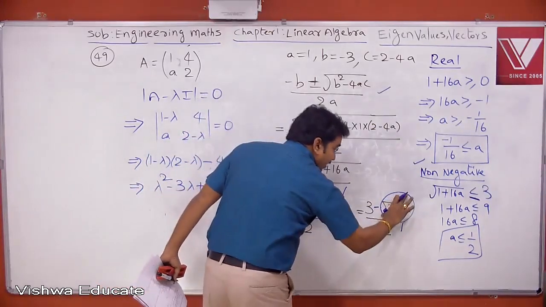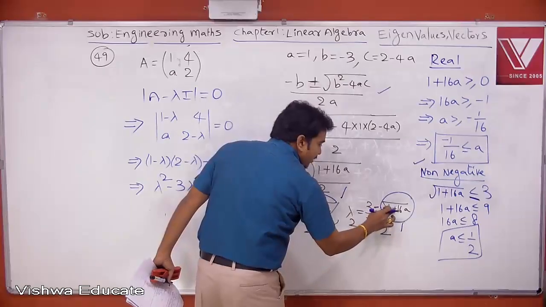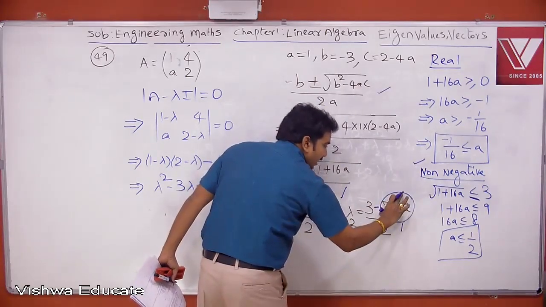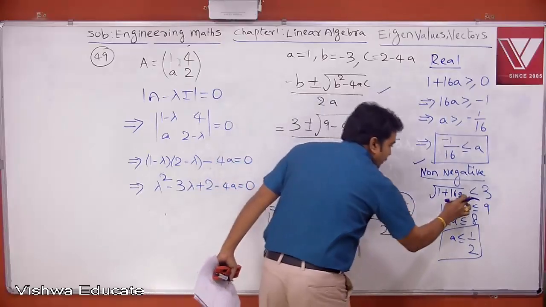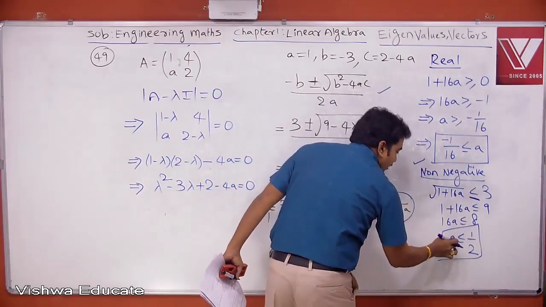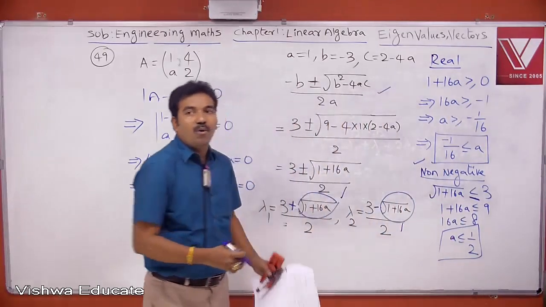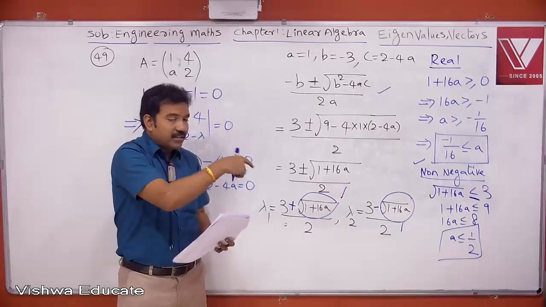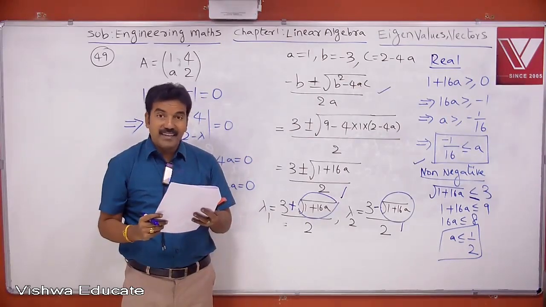But if it is greater than 3, in this case 3 minus greater than 3 is negative, but you must get non-negative. Therefore, this must be at most 3. At most is represented by less than or equal. In that case, we get a less than or equal to 1 by 2. Therefore, apply that condition and this condition, you will get option number D.